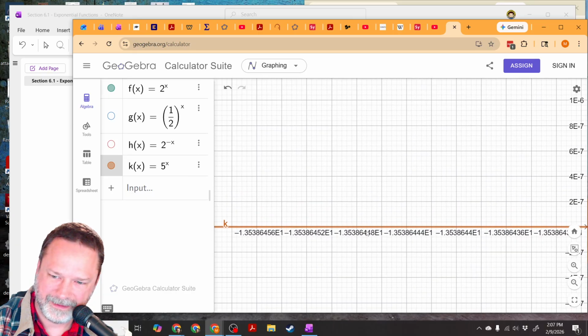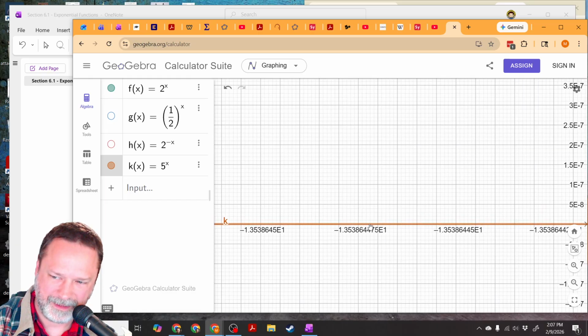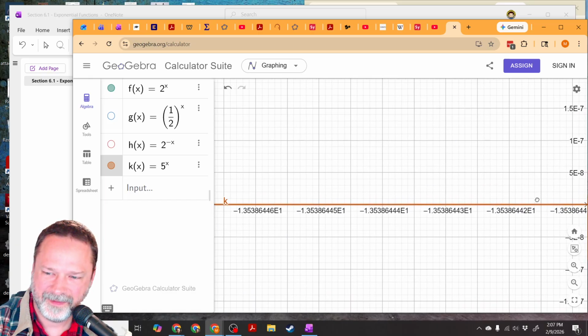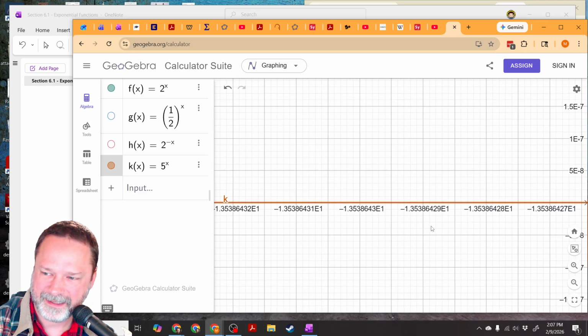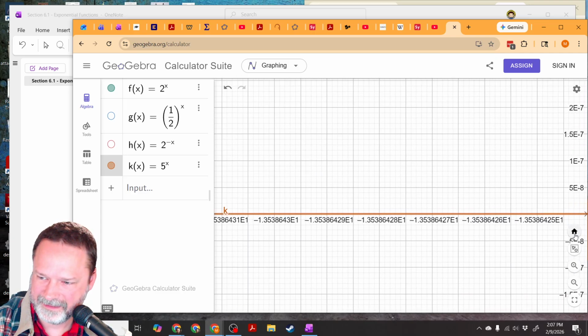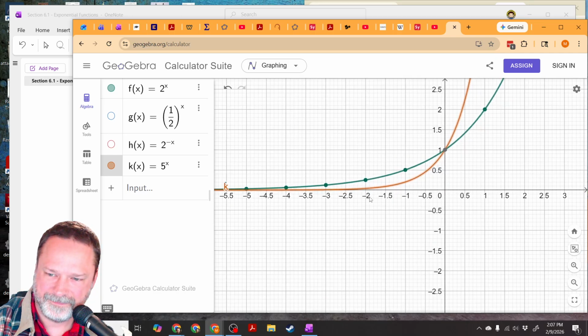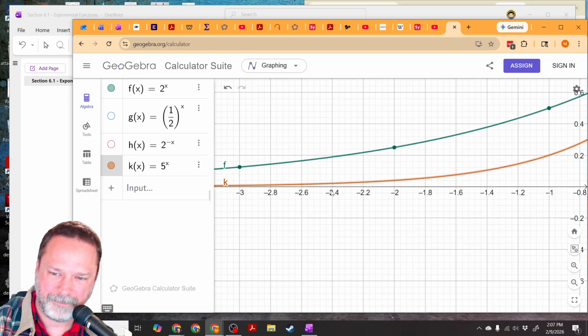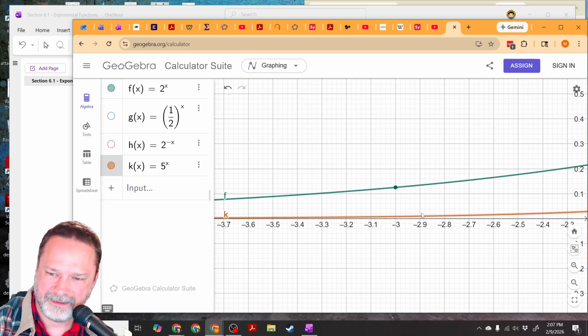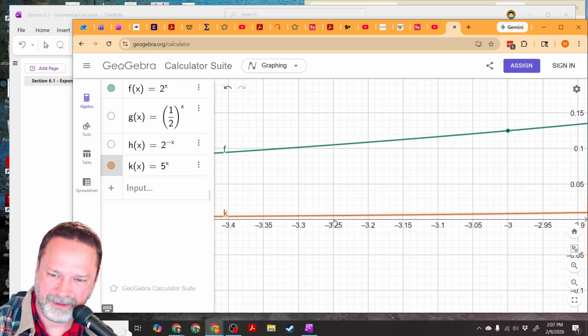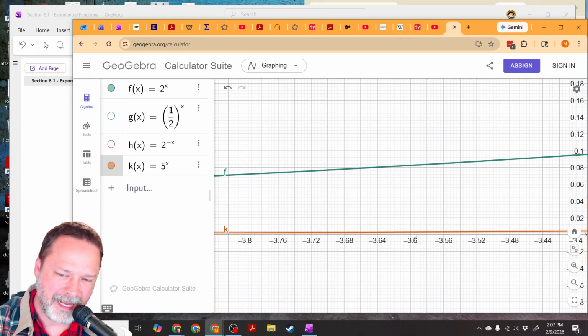Let's see, anyway. Again, I'm not getting there, but trust me. It's very close to the x-axis, but it is not touching it. All right, right here. If I zoom in, see there, it's getting closer. I can zoom in some more. Nope, not touching. It never ever touches it.